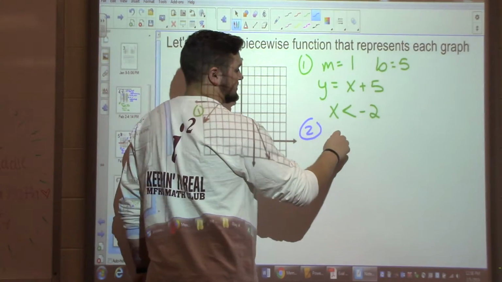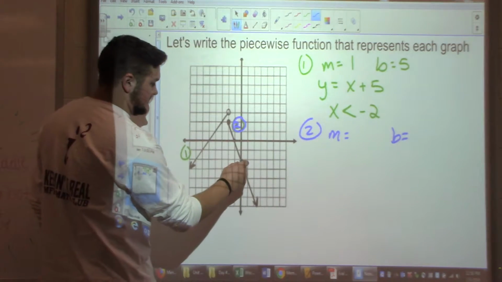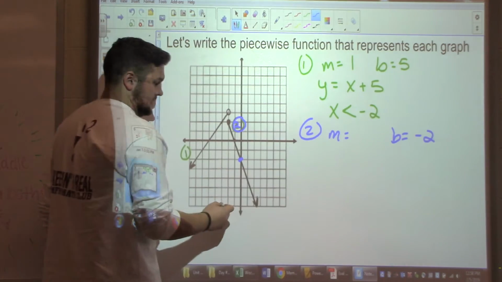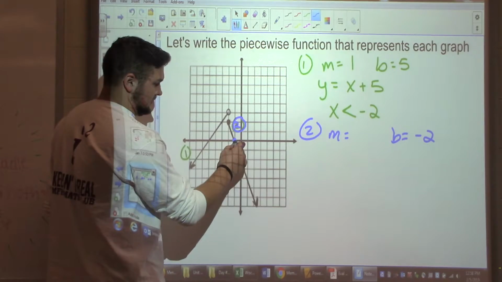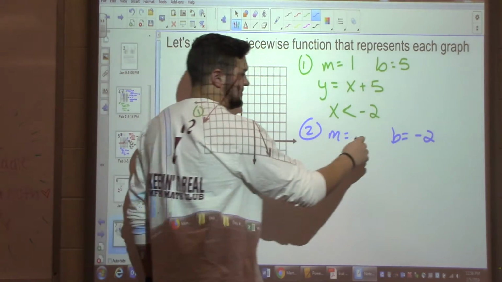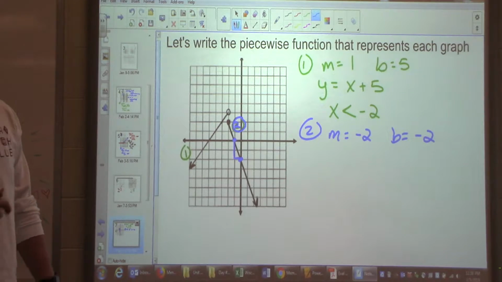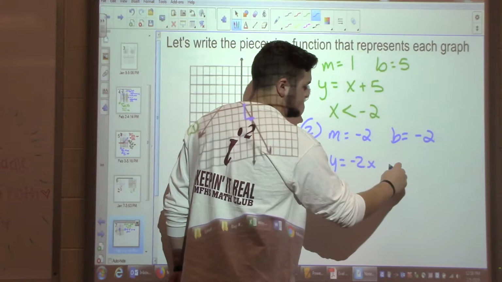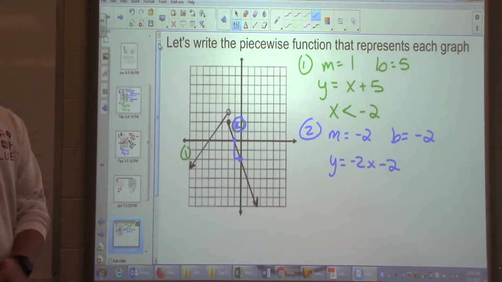Find the slope. Find the intercept. Well, I know there's a pointer here. My intercept's going to be at -2. And my slope is going to be down 2 over 1. So my slope is -2 as well. So my line has an equation of y equals -2x minus 2. Right? Plug in your slope, plug in your intercept.